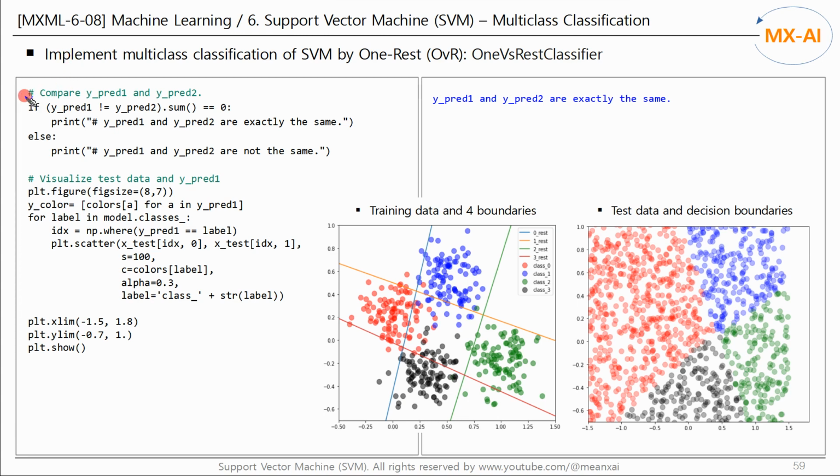Let's check whether ypred1 and ypred2 match well. Finally, let's visualize the test data and the predicted classes. The results are as follows. The ypred1 and ypred2 are exactly the same. The training data points and 4 boundaries look like this. And the final decision boundaries found through 2,000 test data points look like this. You can see that the 4 classes are well separated.